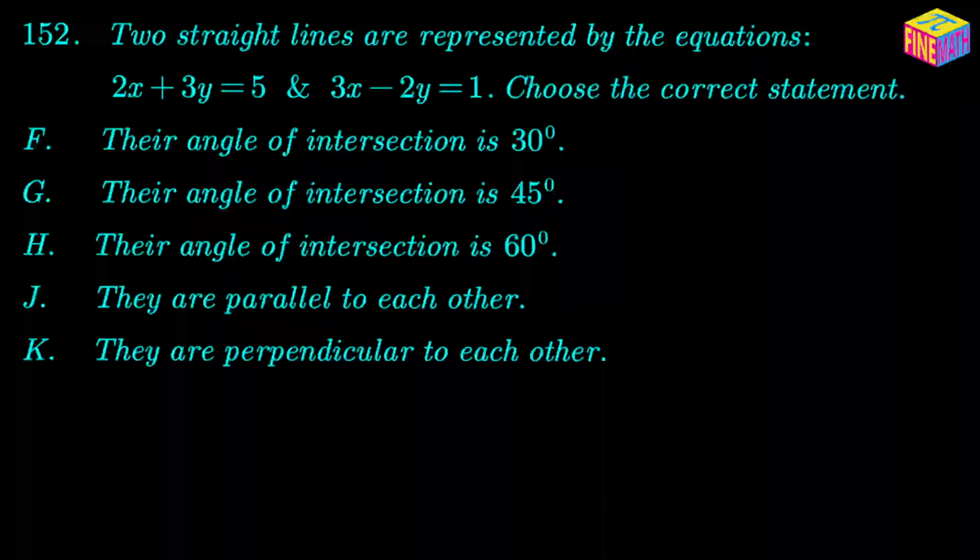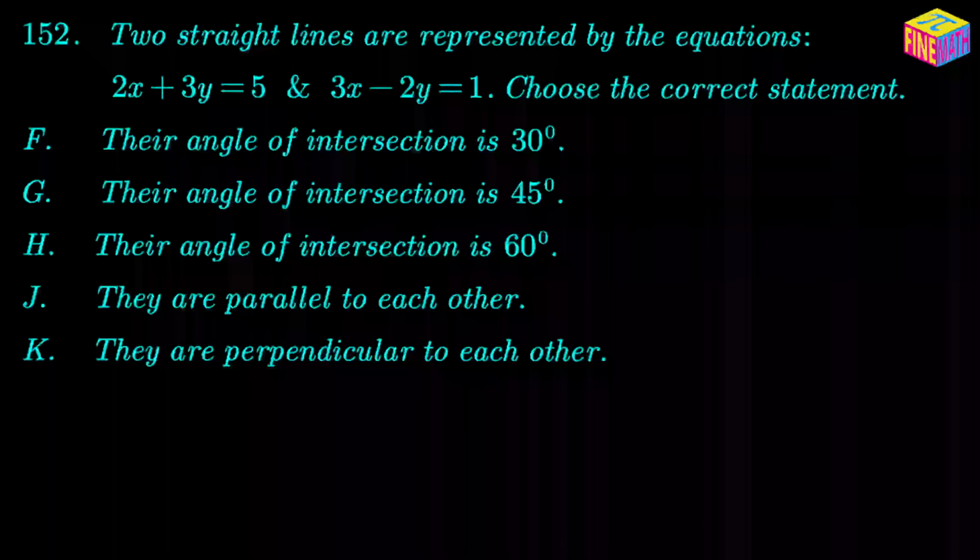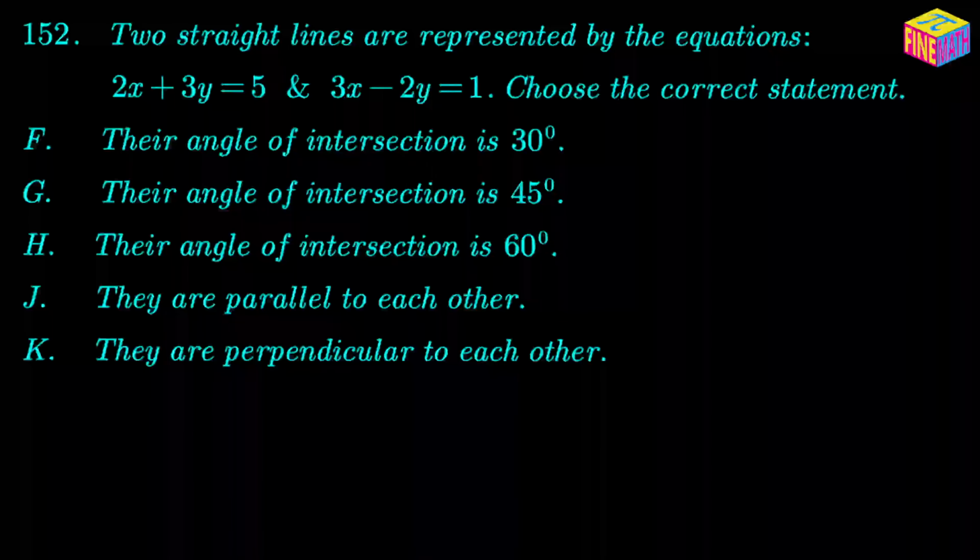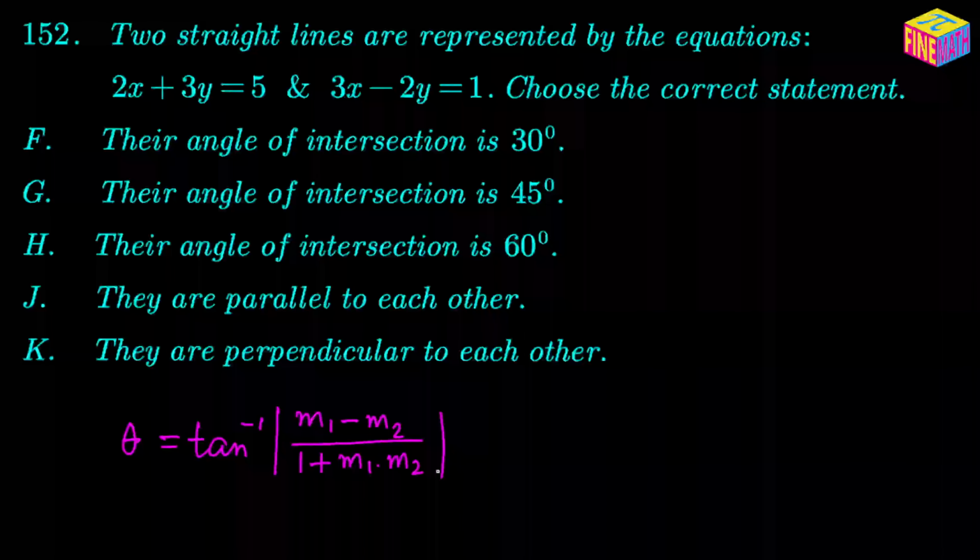We know that the angle of intersection between two straight lines is like this. If theta is the angle of intersection, then theta is equal to tan inverse of the absolute value of (m1 - m2) over (1 + m1 times m2). Now what is m1? Well, that's the slope of the first straight line, and what is m2? That is the slope of the second straight line.